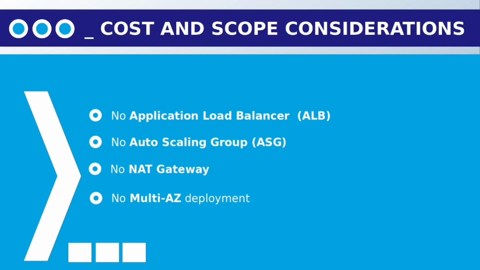Next, no NAT gateway. Why? No private subnet, and internet access is direct. Next, no multi-AZ. Why? Cost saving decision. Acceptable risk for small projects. This keeps cost low. Architecture easy to understand.